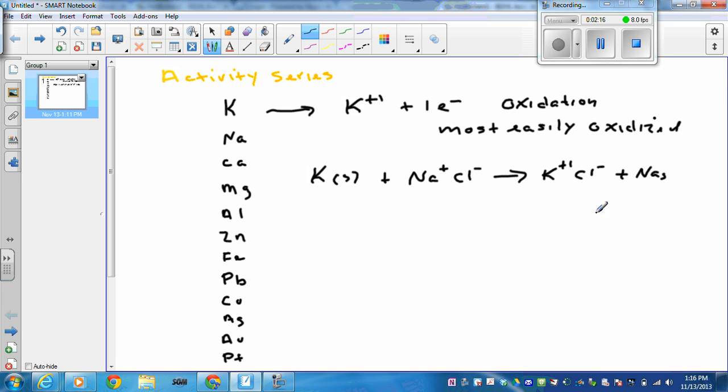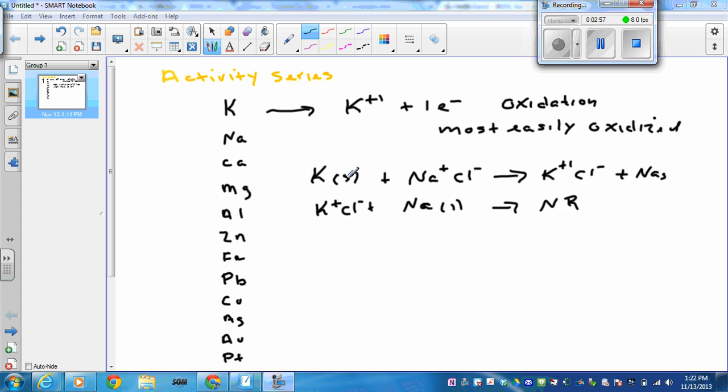If that was the case, then we'd expect that the reverse reaction, where we have K+ and Cl- and Na, would not occur. And that's the observation. So by taking a look at these processes, this activity series, and being aware of its construction, we have an ability to look at a series of elements and predict whether reactions are going to occur or not occur.